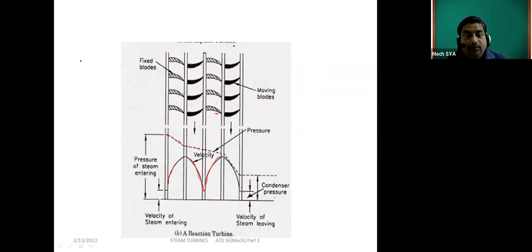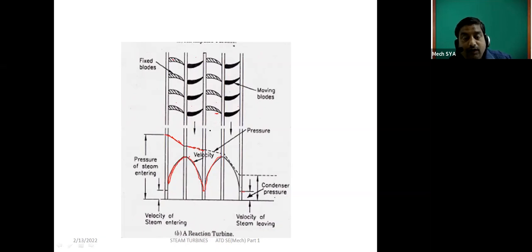In the reaction turbine, the fixed blades are acting as nozzles. Pressure decreases continuously throughout the fixed blade because of the cross-sectional area. So the fixed blades act as nozzles, which means pressure decreases here and velocity goes on increasing. In the moving blade, the cross-sectional area is aerofoil, therefore pressure decreases and the velocity also decreases. So in the moving blades of the reaction turbine, pressure decreases and velocity also decreases.